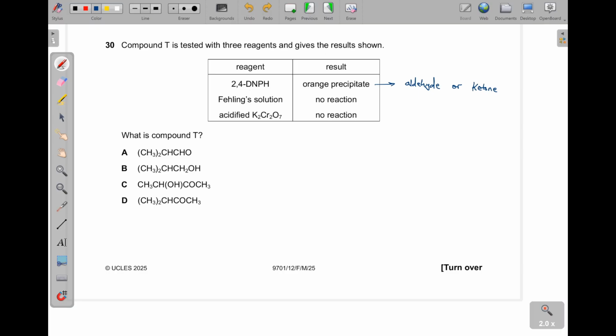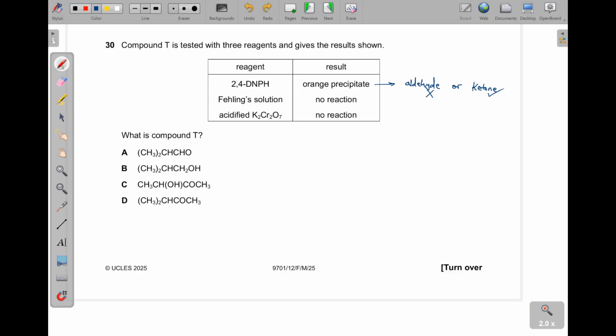So if there is no reaction with Fehling's solution, that means this is a ketone. Okay, it's not an aldehyde, because aldehydes give a positive test with Fehling's solution and Tollens reagent. But ketones don't. So since there is no reaction with Fehling's reagent, then we are talking about a ketone. Then acidified potassium dichromate, this is an oxidizing agent. So if no reaction, then that means there is no oxidation.